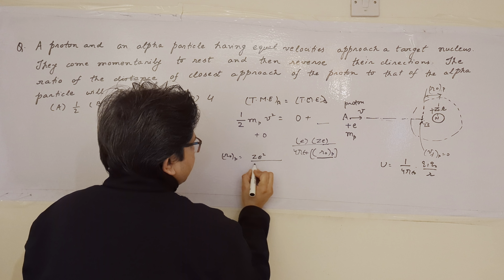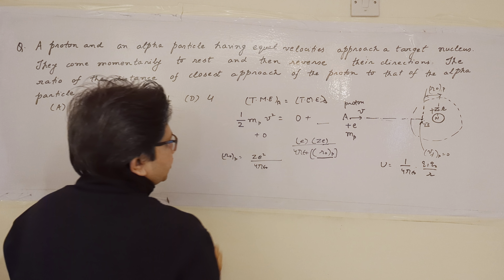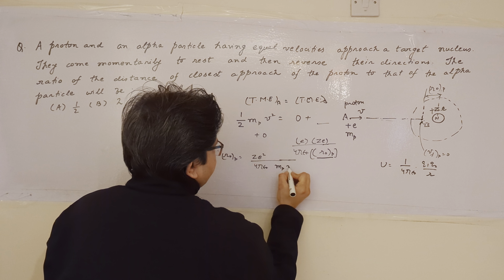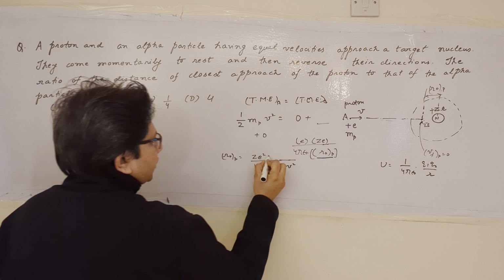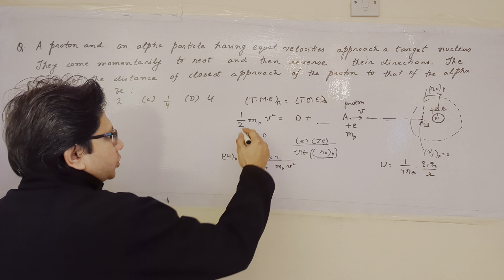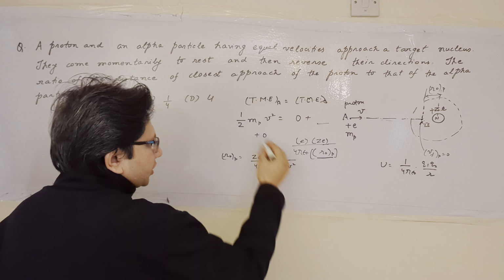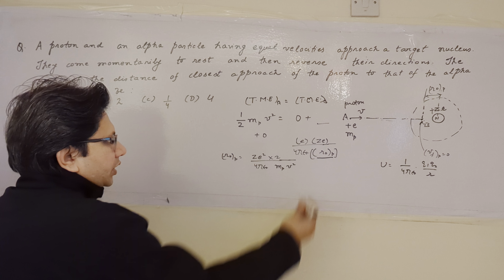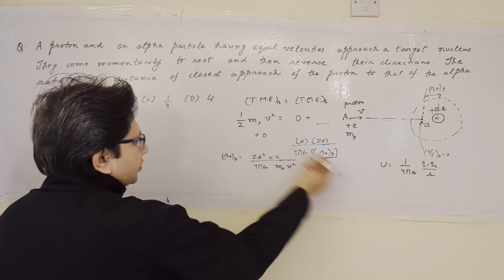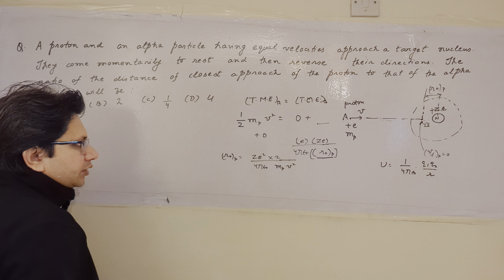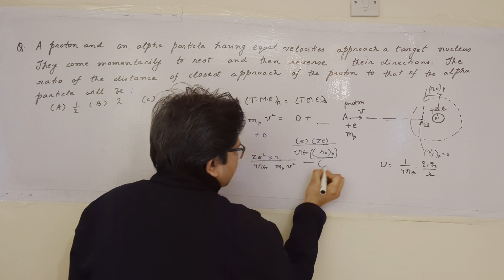Z e square upon 4 pi epsilon naught, M subscript P V square, and this multiplied by 2. 2 is cross multiplied here, and M_P V square is multiplied in the denominator part, and this R_0P is multiplied in the numerator part of the left hand side. So this is the expression we get. Now let us call this equation number 1.